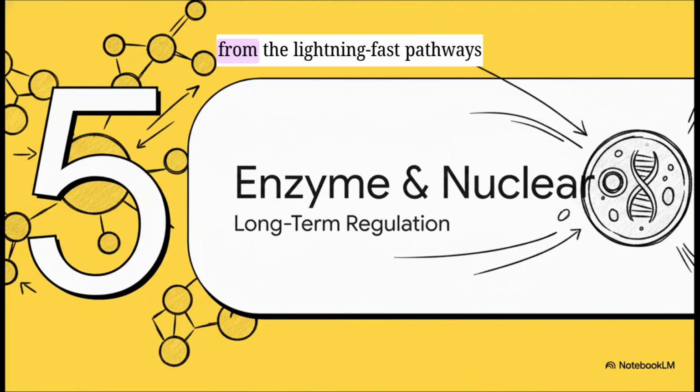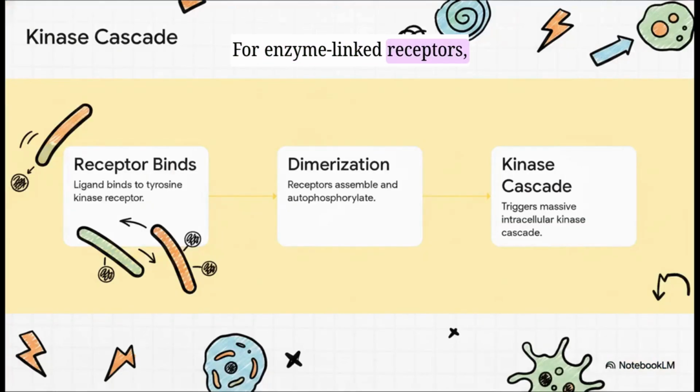We're shifting gears now from the lightning-fast pathways to the body's slower, long-term cellular regulators. For enzyme-linked receptors, specifically tyrosine kinase receptors, your absolute magic exam buzzwords are dimerization and autophosphorylation. Make sure you write those down. When a hormone like insulin binds, two receptor molecules actually pair up together. That's the dimerization. They then phosphorylate each other, which triggers a huge intracellular kinase cascade. This is clinically massive in oncology, by the way, because drugs like imatinib specifically inhibit these tyrosine kinases.